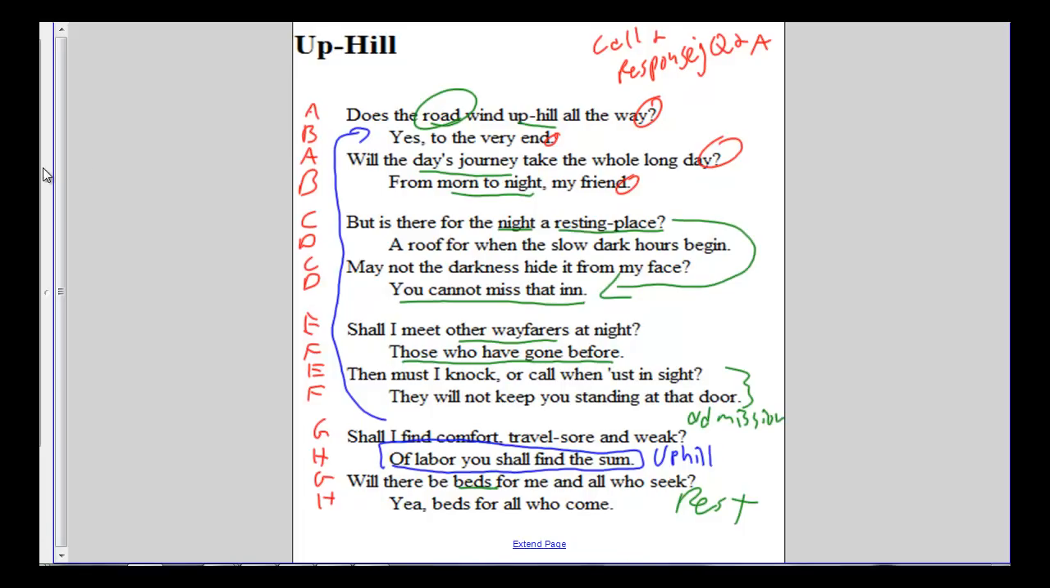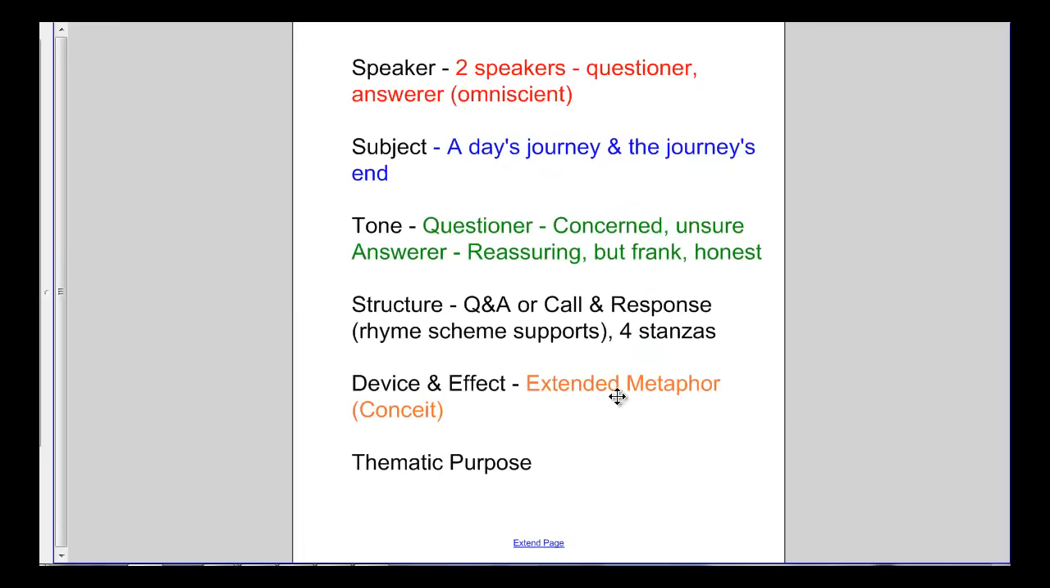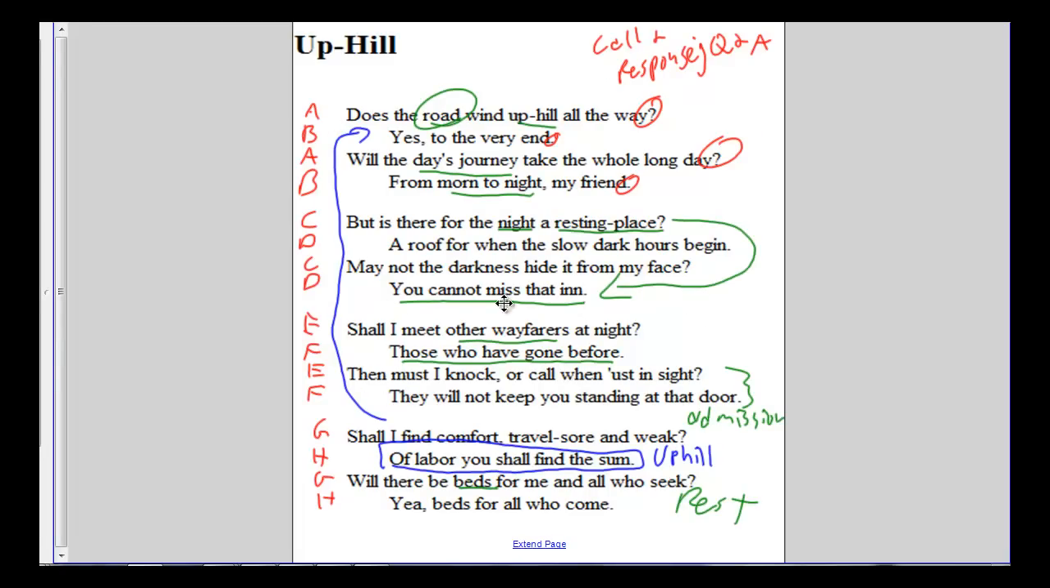An extended metaphor is present from beginning to end, or throughout a large portion of a piece, and in this case, it is the road, and the road winding up to this inn. Okay, so, well, that's something. But why? What's the effect of this? Well, again, the speaker who's asking questions is worried about the trip, worried about finding a safe place at the end to rest. The responder has the knowledge that, yes, this is going to be a hard journey. It's uphill the whole way, and it takes the entire day.